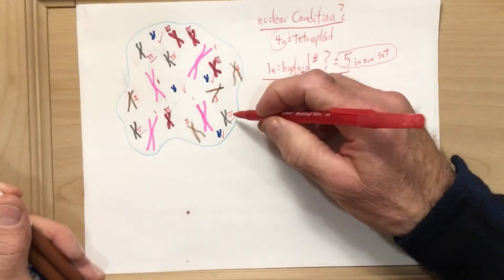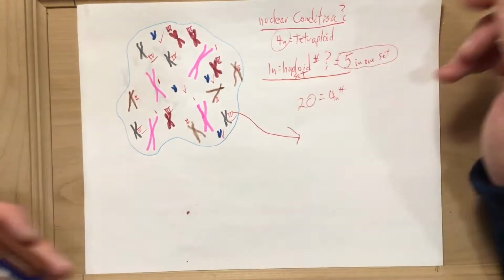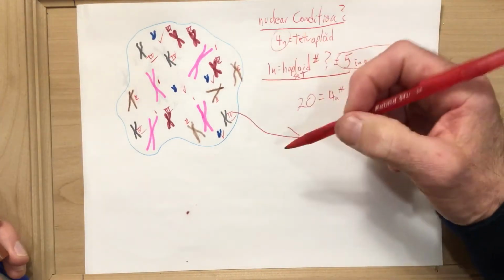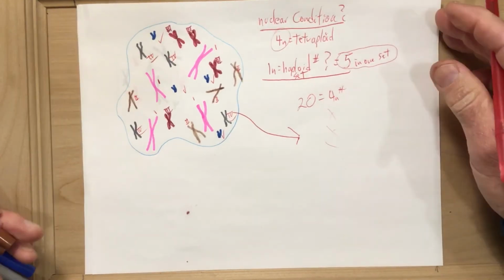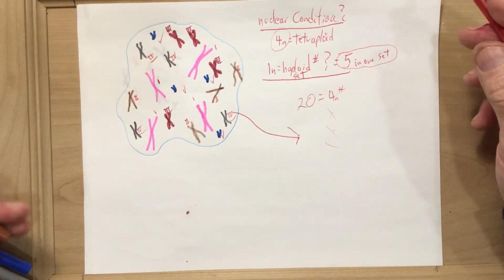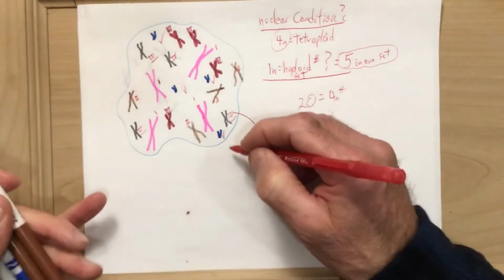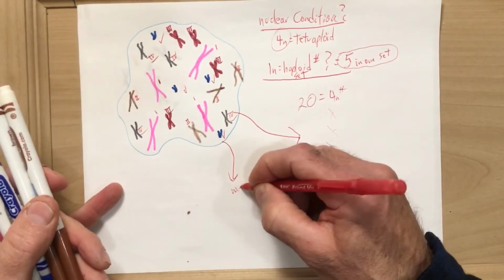All right? Can this do mitosis? Sure. It would be messy, but every one of those chromosomes would line up in a 20 chromosome line. You guys do it all the time. You has 46. Can this one do meiosis?